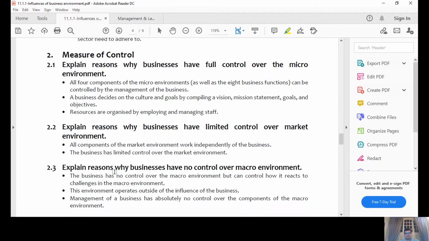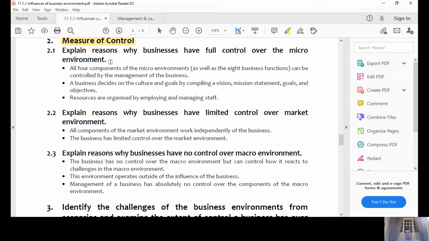Now, the core of this chapter is to answer the simple question: what is the measure of control, or the extent of control, that the business have over the different environments? So this is quite simple, but let's just look at it for a moment. The first question is explain reasons why the business have full control over the microenvironment. Now, this is very straightforward. The question is, how much control does the business have over itself? Okay, so that's quite simple.